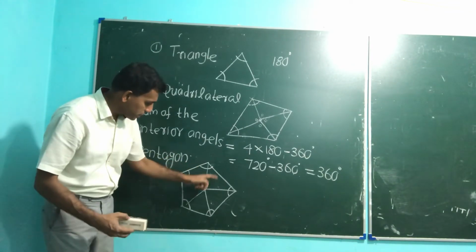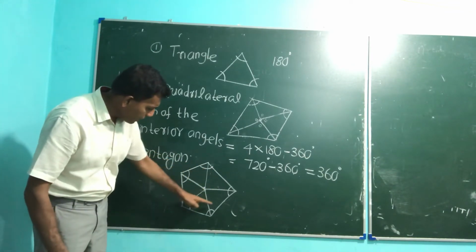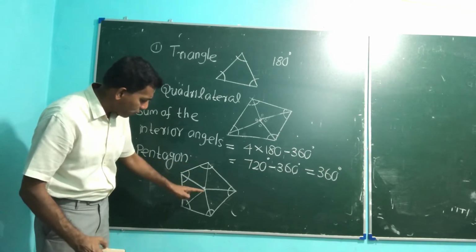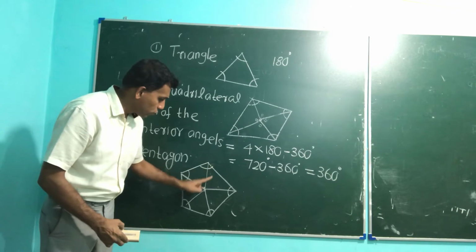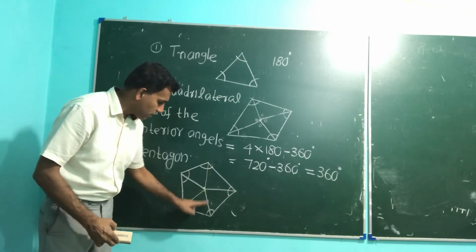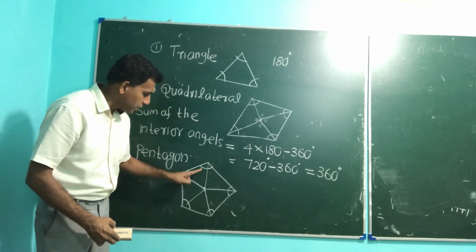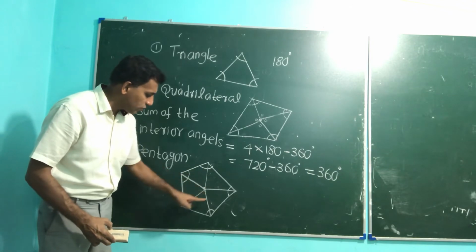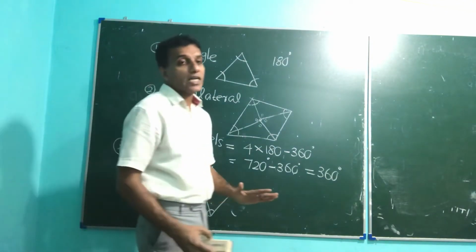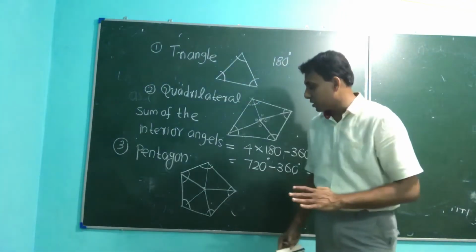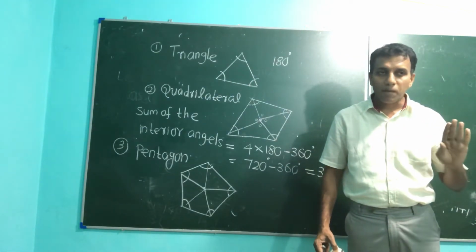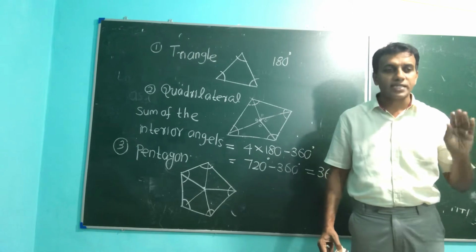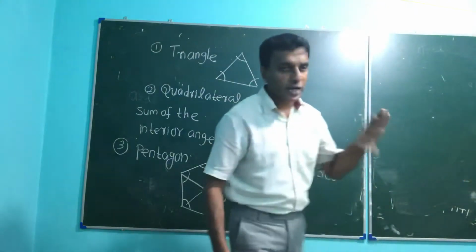So you see here, 180 multiplied by 5. But here, how many angles in total? 1, 2, 3, 4, 5, 6, 7, 8, 9. See like that, here 3, 1, 2, 3, 4, 5. 15 angles are available in this figure. But some of the angles are not necessary. How many angles are not necessary?